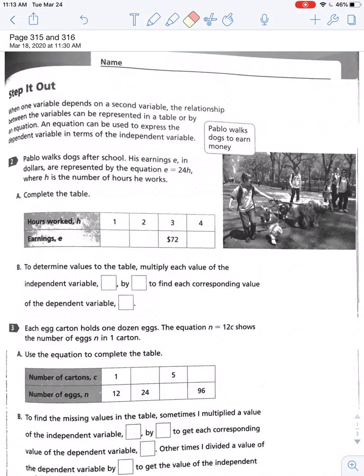Today we're going to continue with the notes on page 315 and 316. You will need your math book and a calculator. Pause the video while you open to page 315 and get a calculator ready. Please read the first paragraph under the Step It Out heading. Pause the video while you do this.